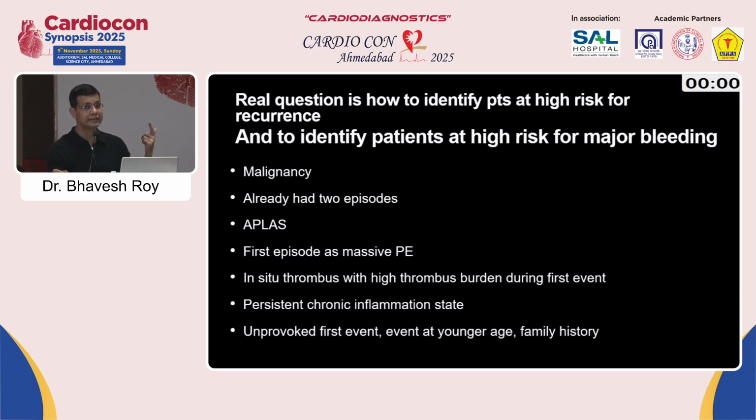If malignancy, active malignancy, already had 2 episodes, this was the second episode. Family history: we had 3 patients whose father got thrombolyzed and the daughter had a pregnancy. During pregnancy, the patient developed thrombosis, pulmonary thrombosis. Patient having APLAS, first episode presenting itself as a massive PE, in situ thrombus or thrombus in migration.